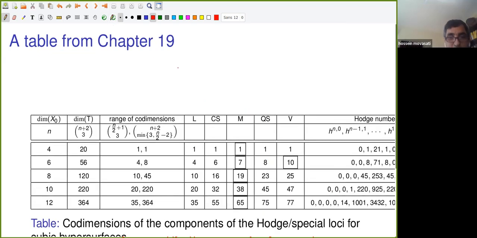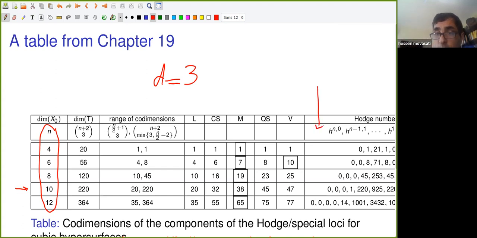Okay. So the main result, the main table, the main computation, whatever you want to call it, is hidden in this table. And I will try to explain what kind of data exist in this table. As I said, put d equal to 3, we'll be interested in cubic hypersurfaces. This is the dimension: dimension 4, 6, 8, 10, 12. So at the end, this is cubic tenfold. Even so, parts of the Hodge numbers you don't see, so let's go to this column. But the Hodge numbers are kind of symmetric.